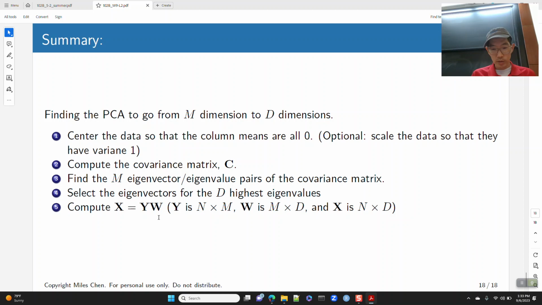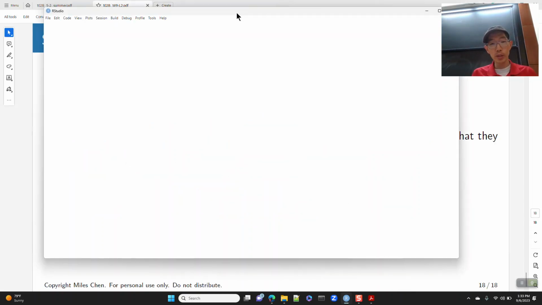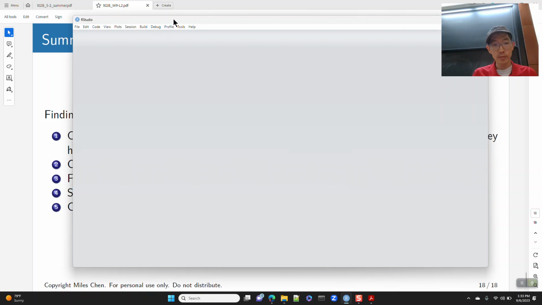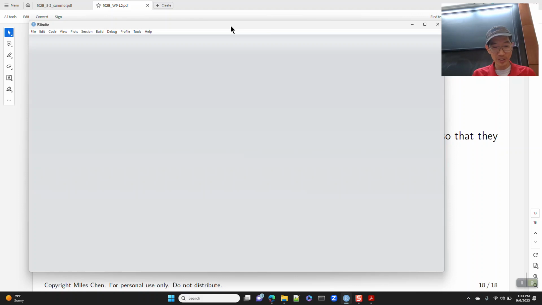So you have to become familiar or comfortable with finding eigenvectors of a 2x2 covariance matrix. Let me just go ahead and do a simple example here. If RStudio will start up for me.